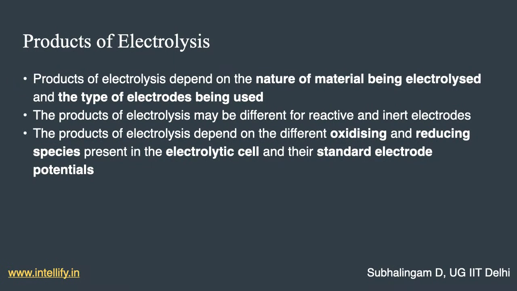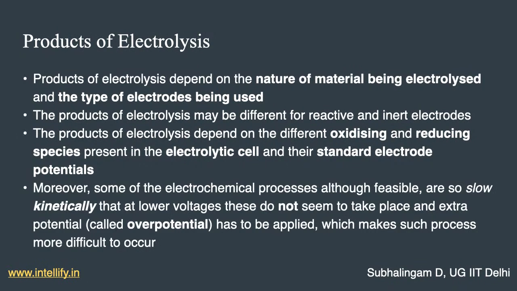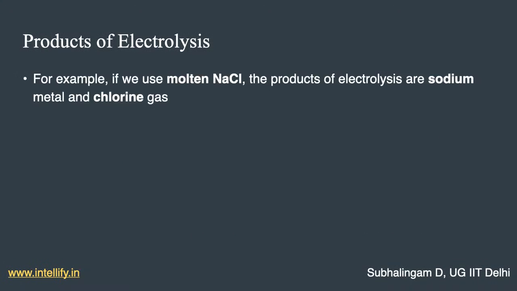The products of electrolysis depend on different oxidizing and reducing species present in the electrolytic cell and the standard electrode potentials. Moreover, some of the electrochemical processes, although feasible, are so slow kinetically that at lower voltages these do not seem to take place, and extra potential, which is called overpotential, has to be applied, which makes such a process more difficult to occur. Now let's look at some examples.